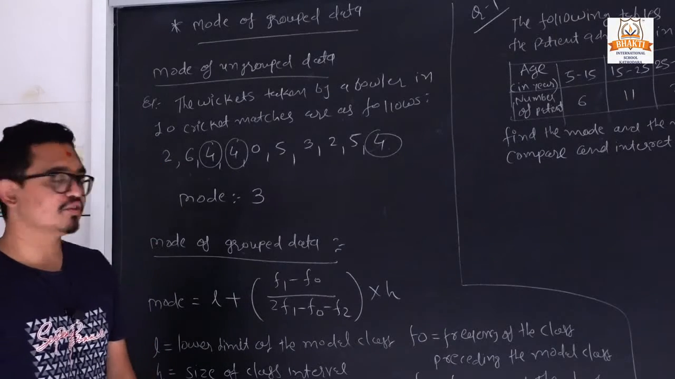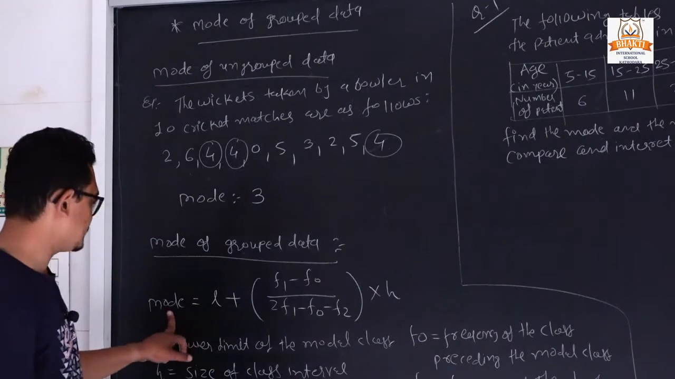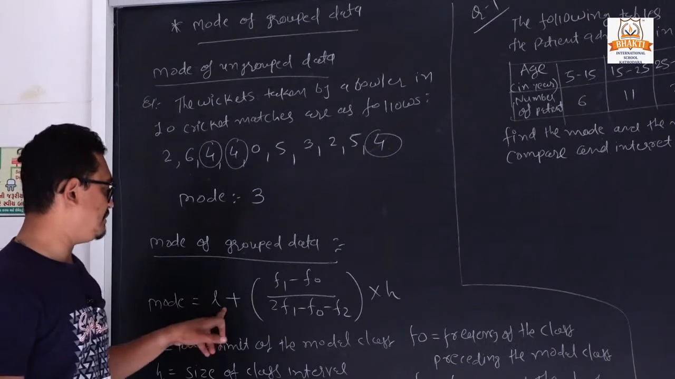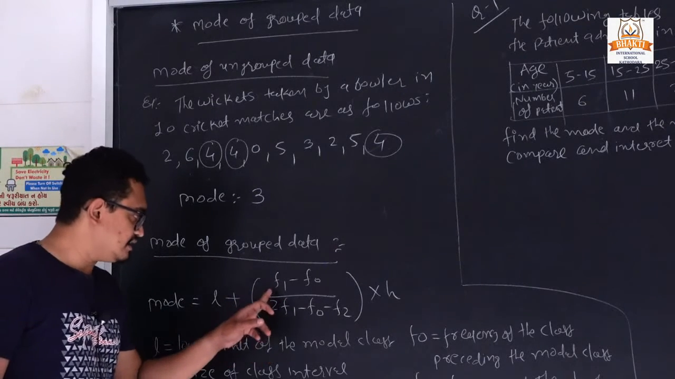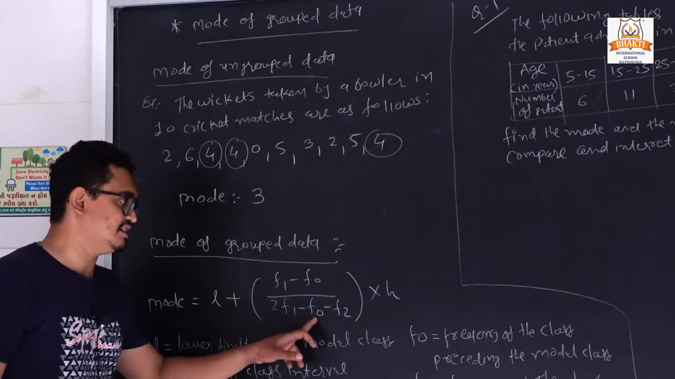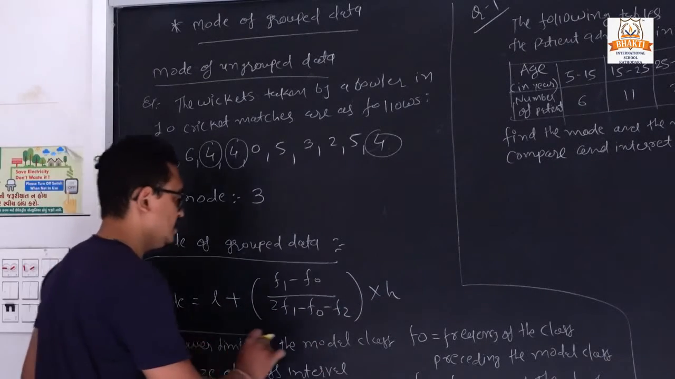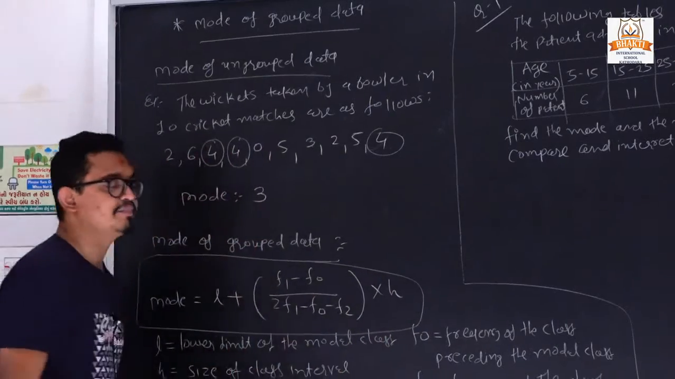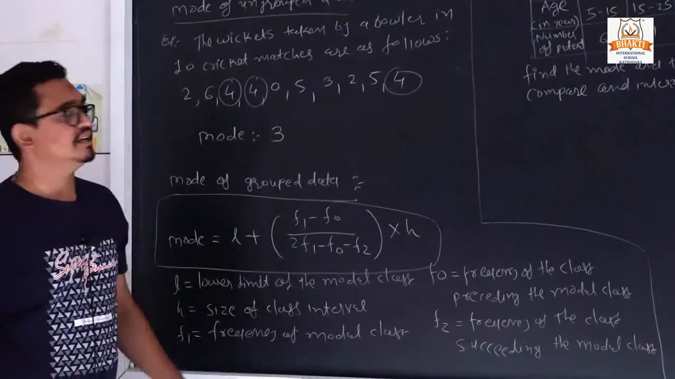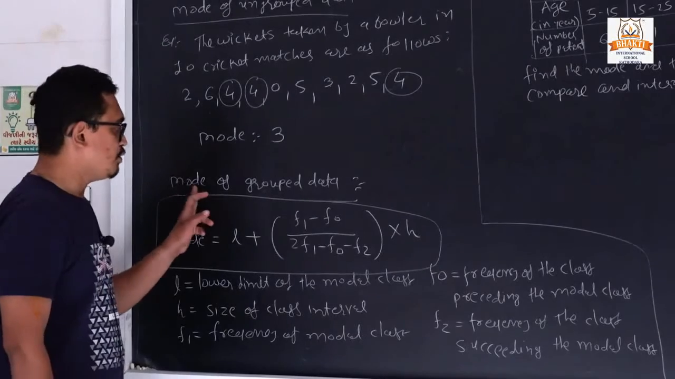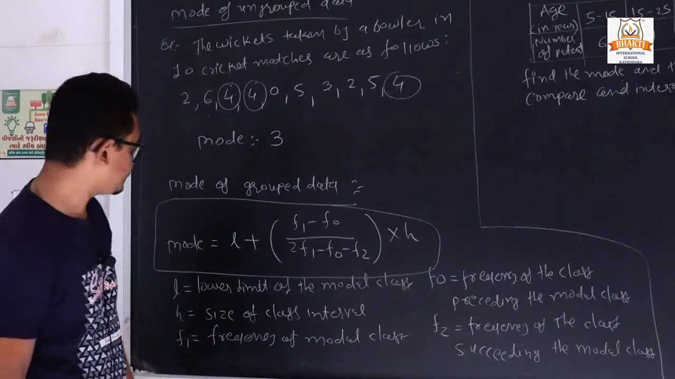For the mode of grouped data we have one formula. This is our formula: mode is equal to L plus, in brackets, F1 minus F0, in the denominator 2F1 minus F0 minus F2, into H. You must remember this formula for finding the mode of grouped data. It is a very important formula for us.